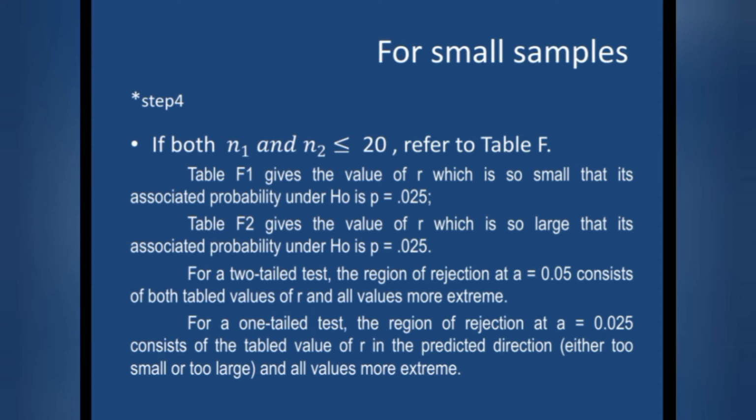Any observed value of R which is equal to or less than the value na pinapakita sa Table F1, or is equal to or larger than the value na pinapakita sa Table F2, is in the region of rejection for alpha equals 0.05. So yan ang tinutukoy ng two-tailed test.